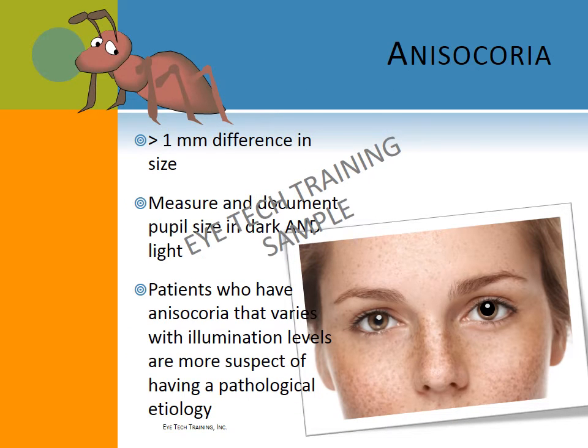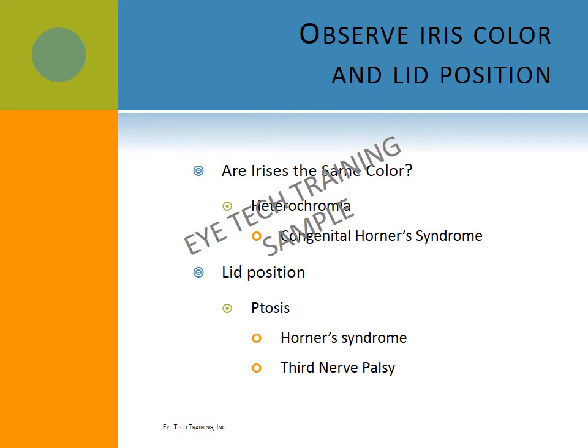If they have an anisocoria, turn on the room lights and measure the pupil size, and turn them off. Patients whose anisocoria varies with the amount of lighting are more suspect of having a pathologic origin. If the patient has an anisocoria, make note of the lid position and the iris color.